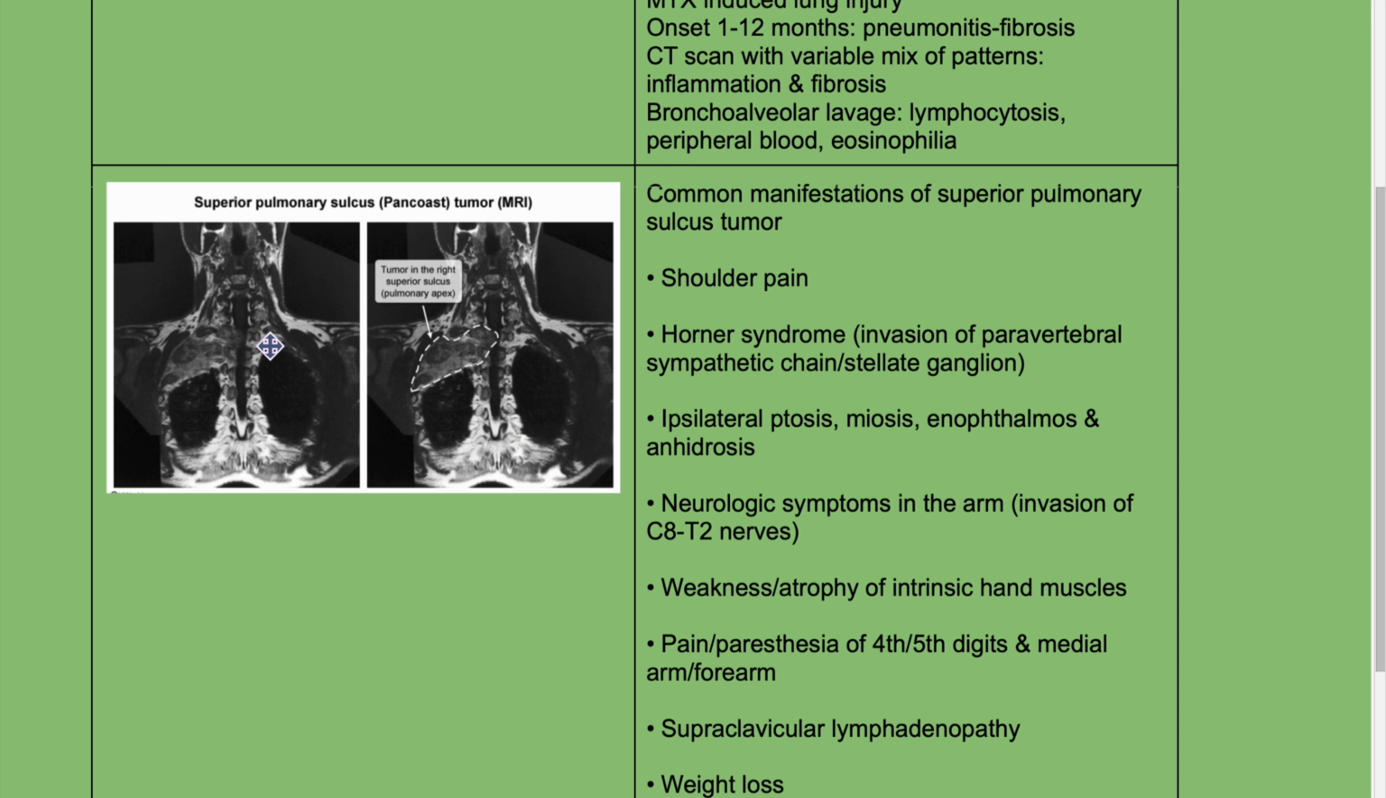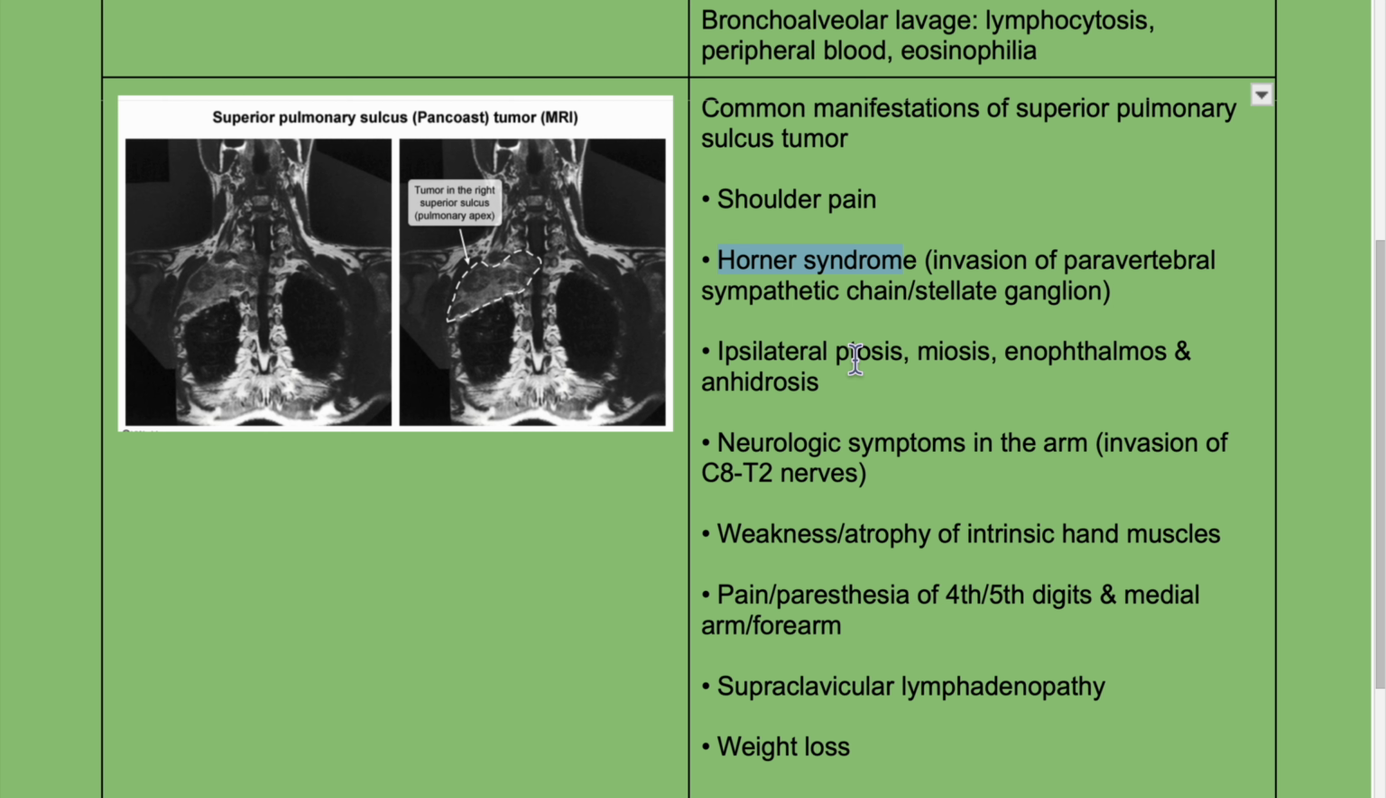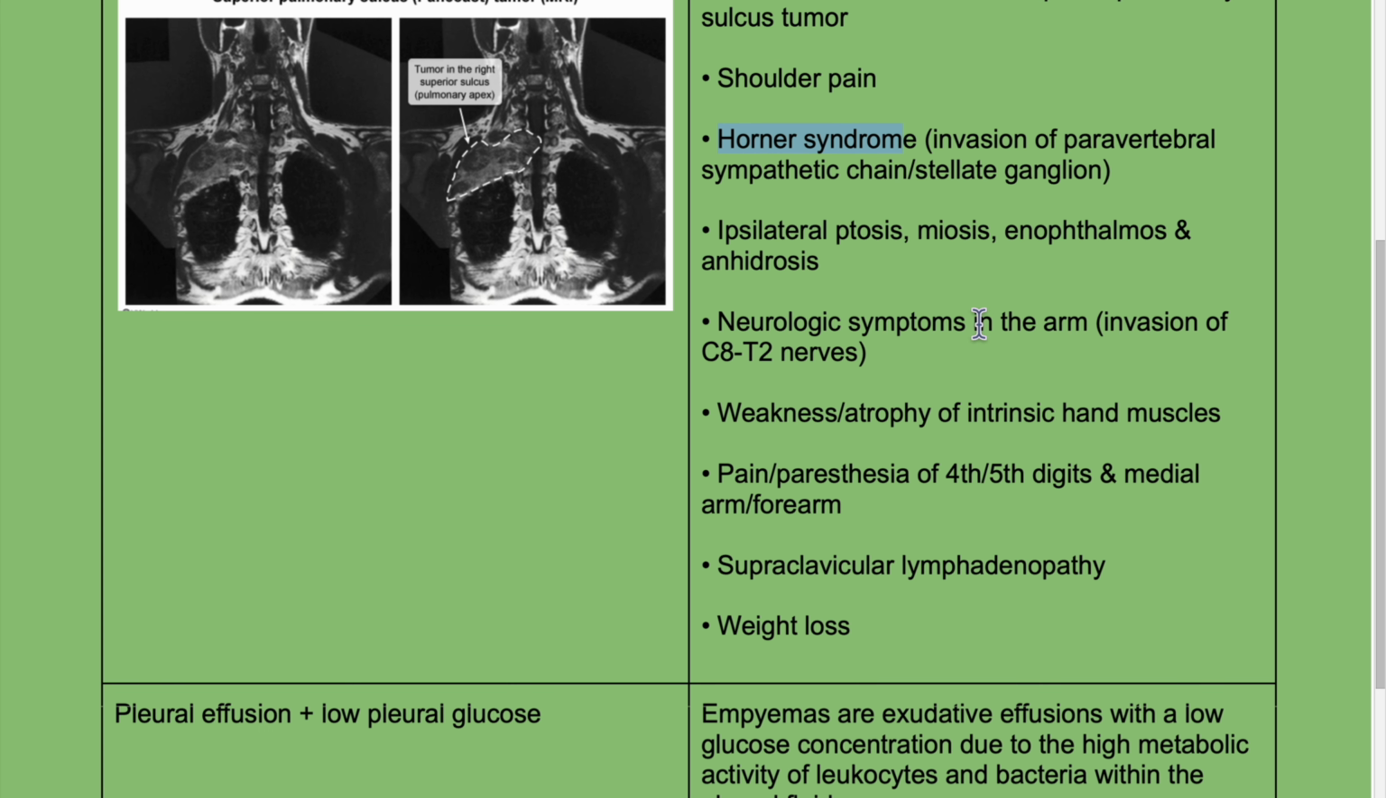Common manifestations of superior pulmonary sulcus tumor are shoulder pain, Horner syndrome. This is invasion of paravertebral sympathetic chain, stellate ganglion, ipsilateral ptosis, miosis, enophthalmos, and anhidrosis. Neurologic symptoms in the arm, invasion of C8 to T2 nerves, weakness, atrophy of intrinsic hand muscles, pain, paresthesia of the 4th and 5th digits and medial arm, forearm, supraclavicular lymphadenopathy, and weight loss. Okay.